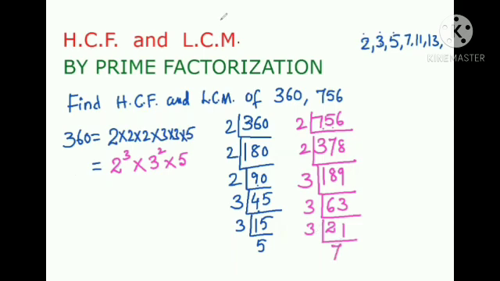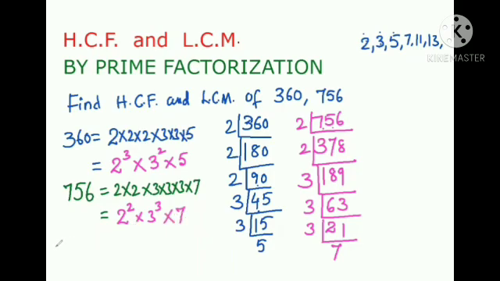So 756 can be written as 2 into 2 into 3 into 3 into 3 into 7. So this can also be written as a product of prime factors: 2 square into 3 power 3 into 7.